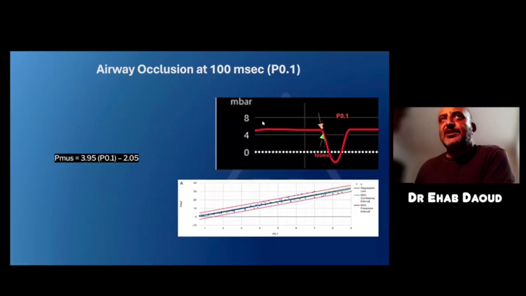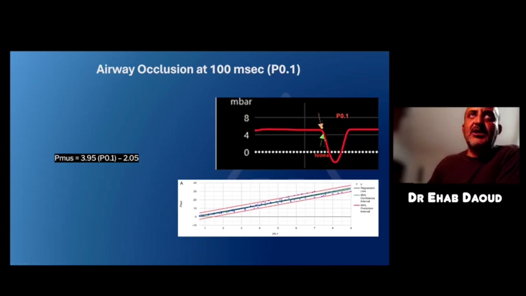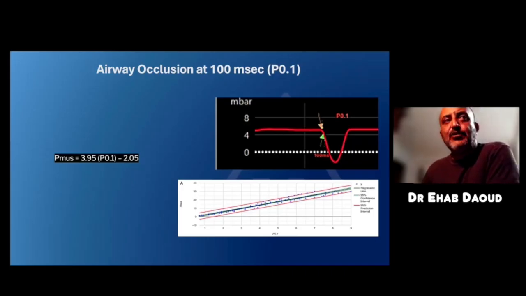Airway occlusion pressure at 100 milliseconds, P0.1. This has been gaining some momentum over the last maybe 10 years or more. And we did some work here, and the beauty of this P0.1 is that it's available in most ventilators, and it's non-invasive. Different ventilators calculate or measure it in different ways. So we did this study, a bench study, and we showed that it correlates almost perfectly with the PMUS.